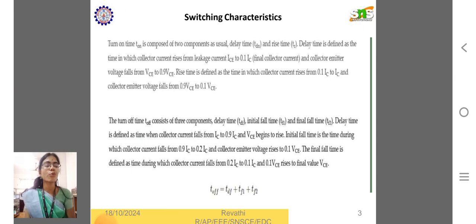The turn off time consists of three components: delay time, initial fall time, and the final fall time. Delay time is defined as the time when collector current falls from IC to 0.9 IC and VCE begins to rise. Initial fall time is the time duration in which collector current falls from 0.9 IC to 0.2 IC and the collector emitter voltage rises to 0.1 VCE. The final fall time is defined as the time during which collector current falls from 0.2 IC to 0.1 IC and VCE rises to its final value VCE.